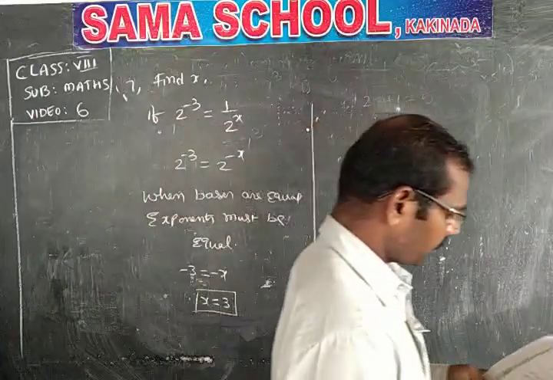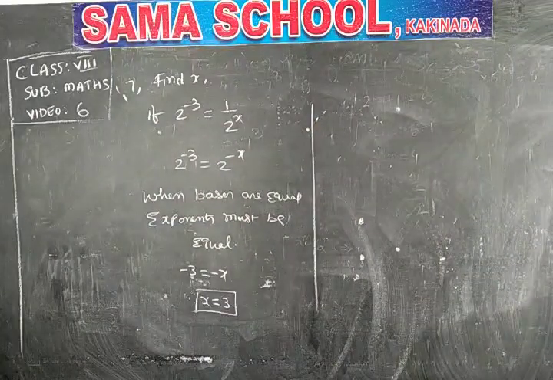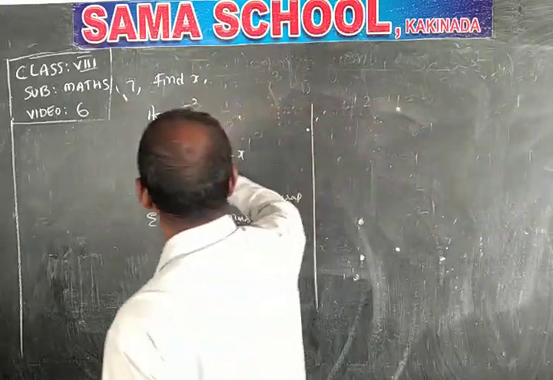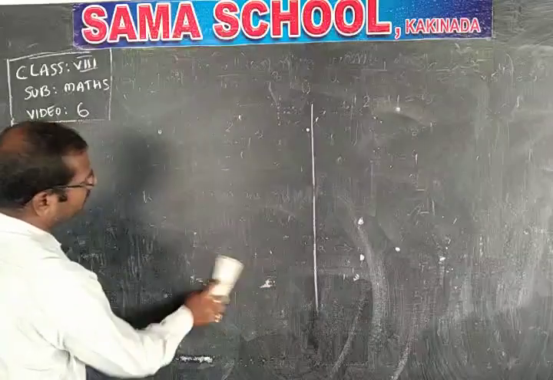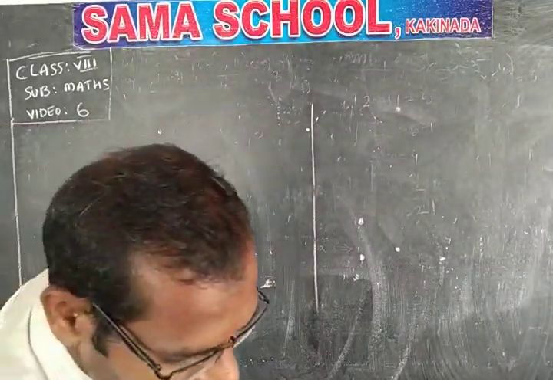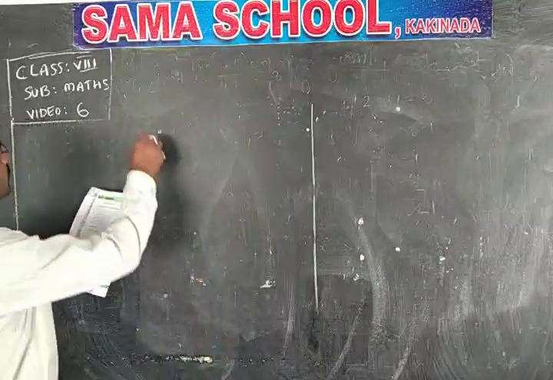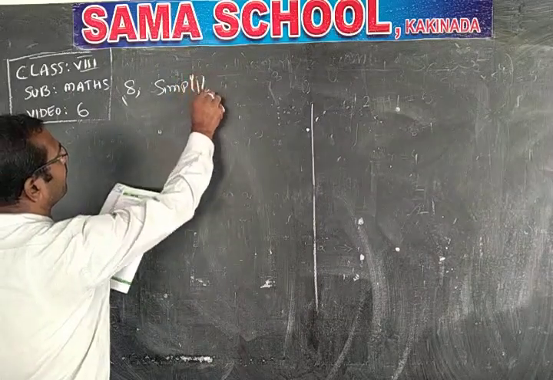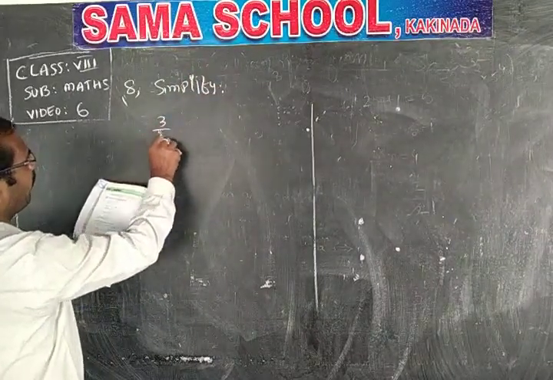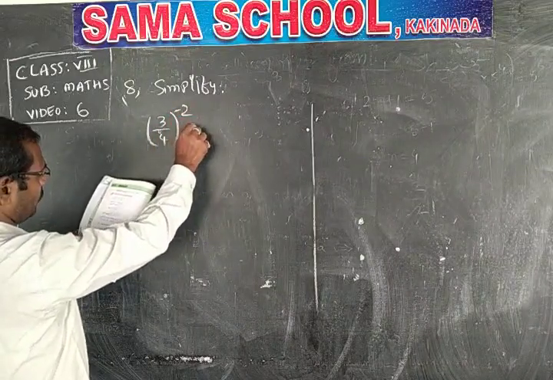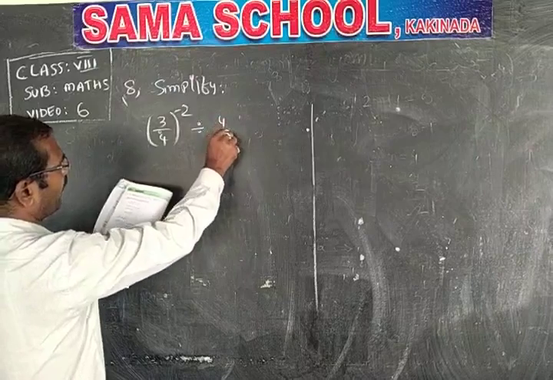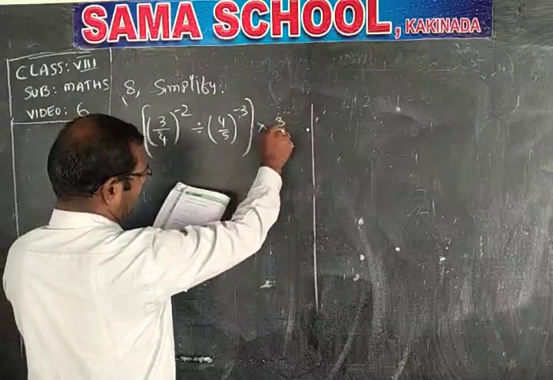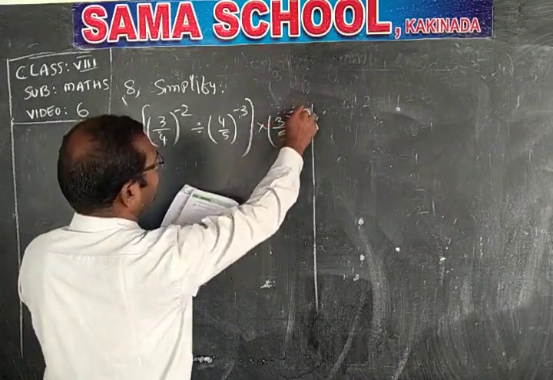Now again I want to simplify the 8th sum. The 8th sum is given like this: simplify 3 by 4 whole power minus 2 divided by 4 by 5 whole power minus 3 into 3 by 5 whole power minus 2.